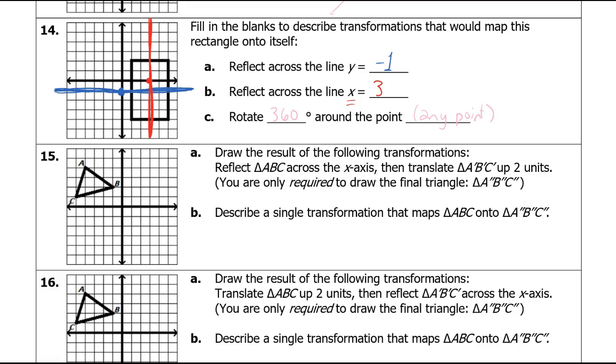We saw that in number 13. A 360-degree rotation will, of course, map something onto itself because it's a full rotation all the way around. Here, let's try to be a little bit fancier than that. Get a slightly better, more specific answer for this rectangle. So here, a 90-degree rotation is going to take this tall rectangle and turn it into a wide rectangle.